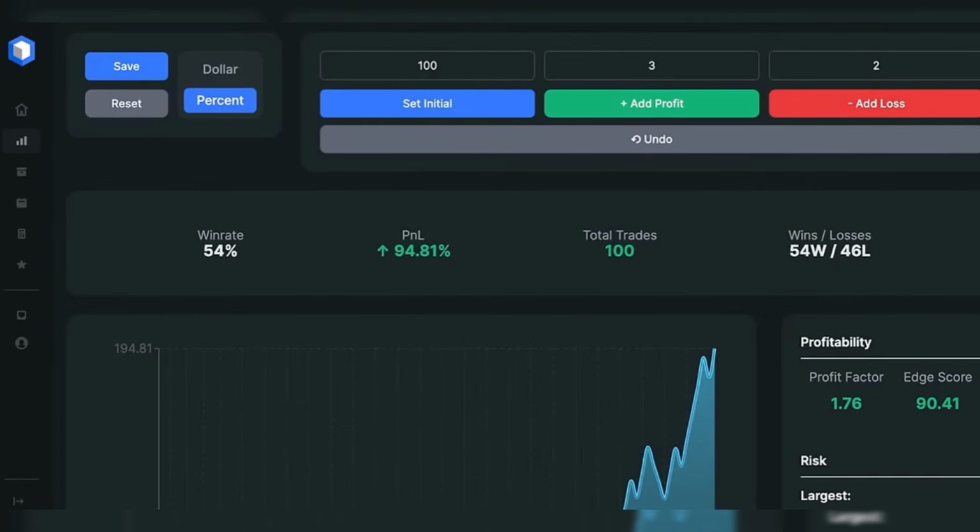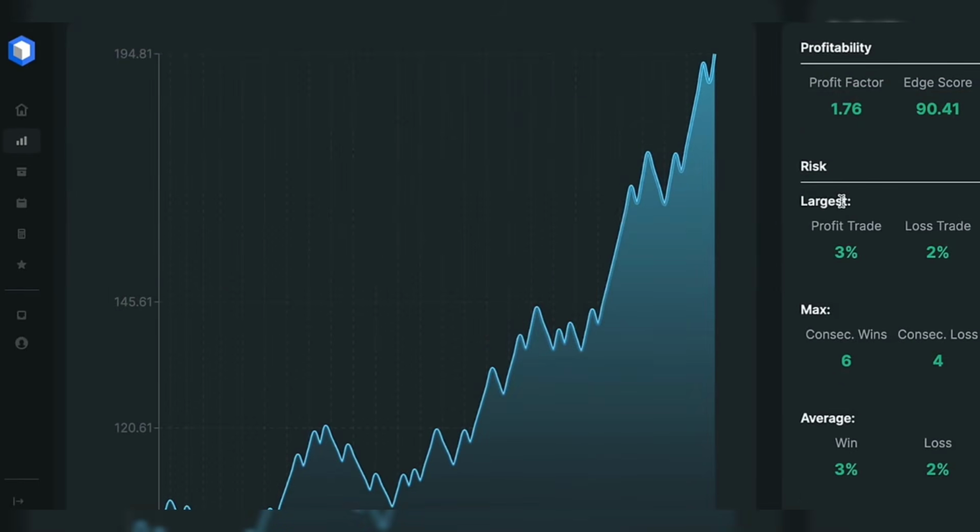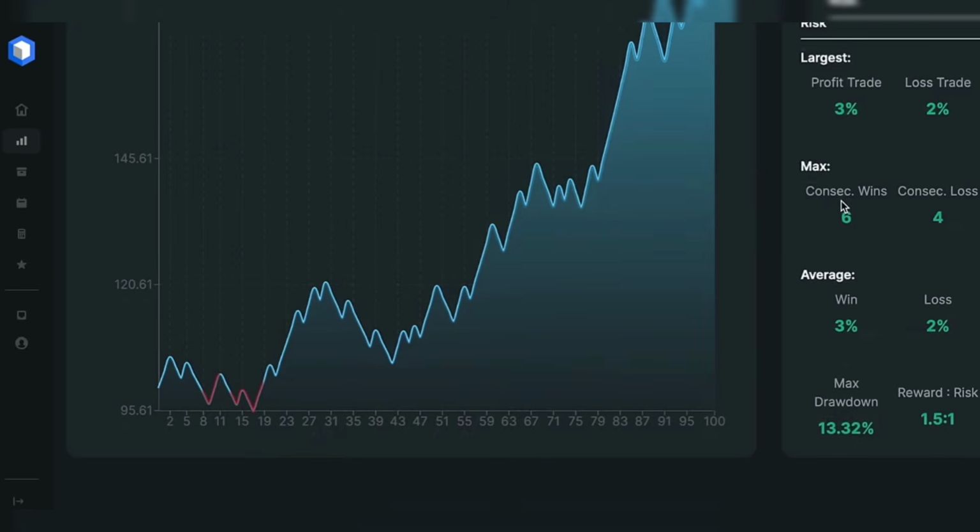Okay, the backtesting is finished and here are the results. The win ratio for the strategy is only 54%. This is definitely really low for such a risk-reward ratio, but despite the low win rate, the strategy is still making quite a bit of money. The profit factor is 1.76 and we had 6 consecutive wins against 4 consecutive losses. And the maximum drawdown was 13.32%.